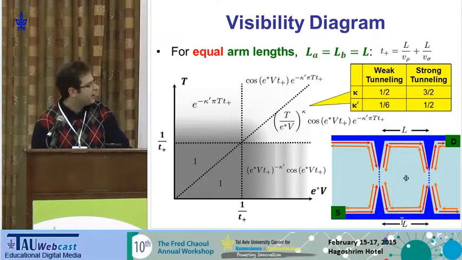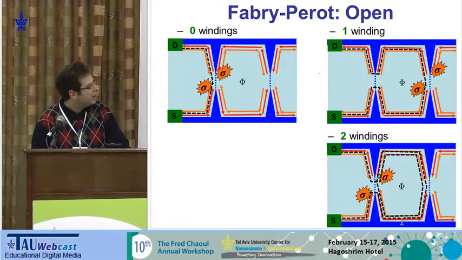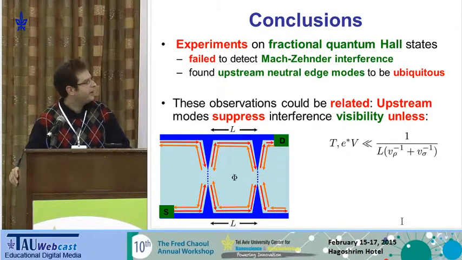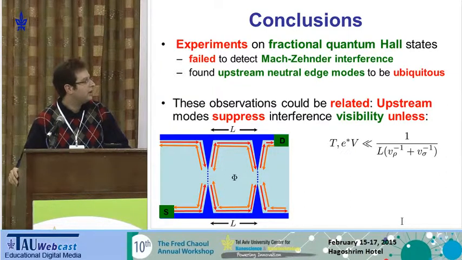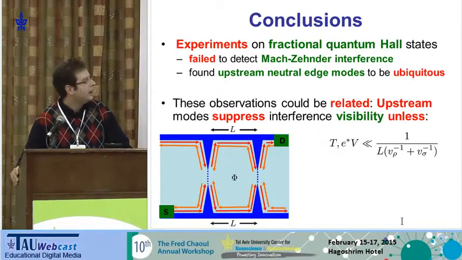So now we can make that quantitative and plot different things, and we can think about different geometries to test our ideas, but maybe let me skip that and go to the conclusions. What I told you is that experiments in the fractional quantum Hall regime fail to detect any interference in the Mach-Zehnder geometry. On the other hand, they found upstream propagating neutral modes in basically all fractional quantum Hall states. What we calculated is that those things could be well related, that those upstream modes have a very bad effect on interference, and they could well be the reason why we don't see interference.